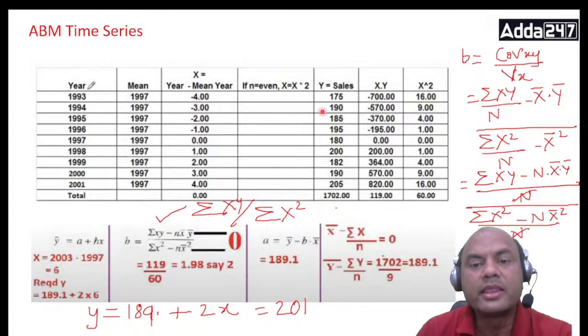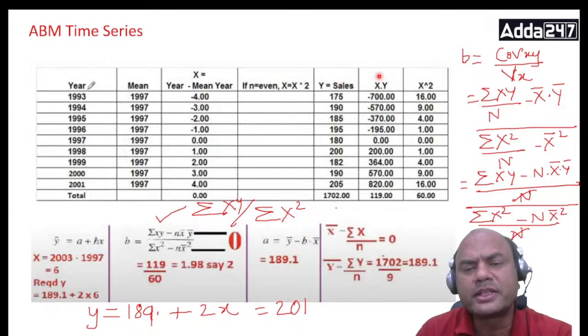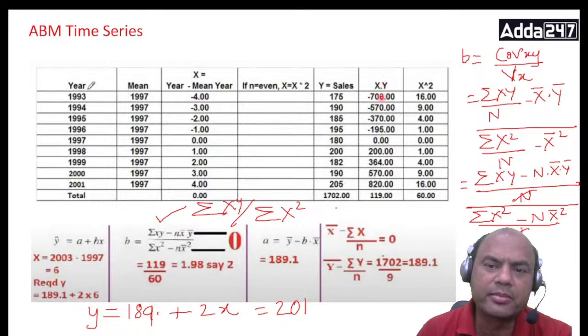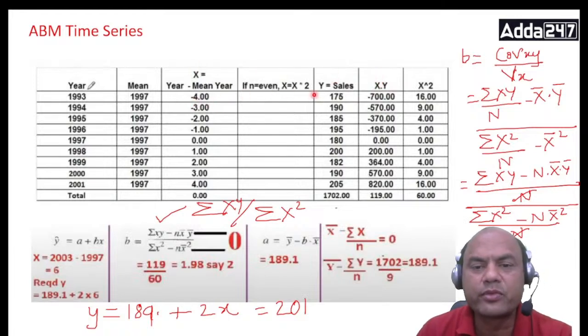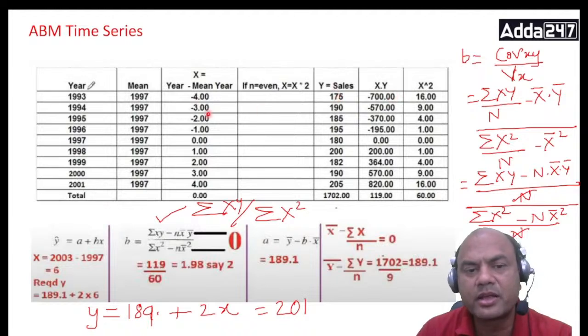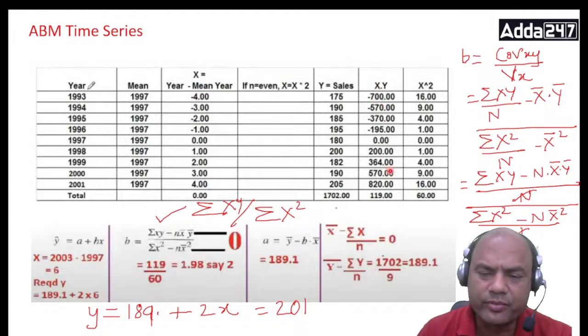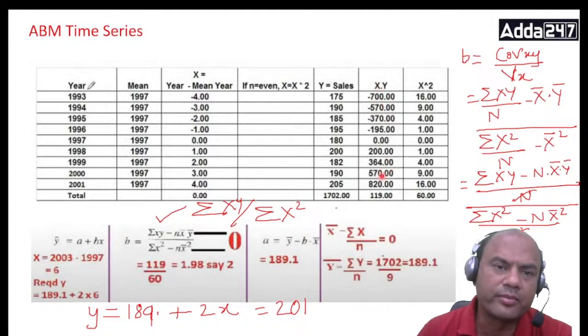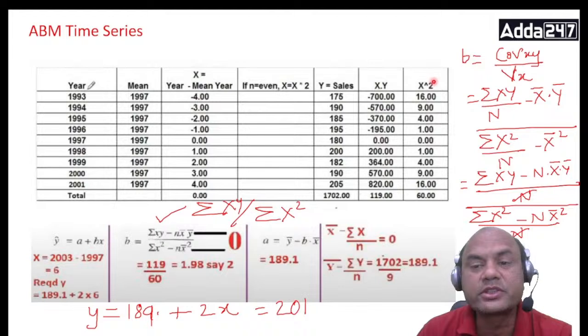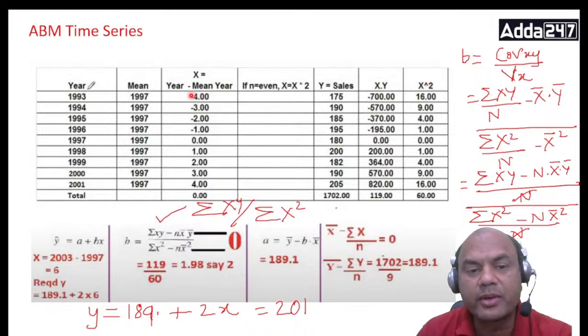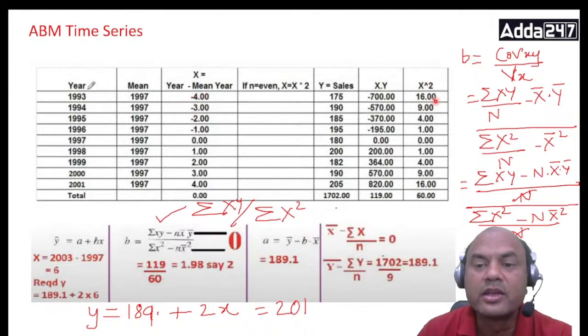Now the next part. Multiply xy, similar to correlation. So x into y. Multiply this. Minus 4 into 175 is minus 700. Minus 3 into 190 is minus 570, and so on. Do it for all. Similarly, x square. Look at this: minus 4 square, minus 3 square. So square will always be positive.